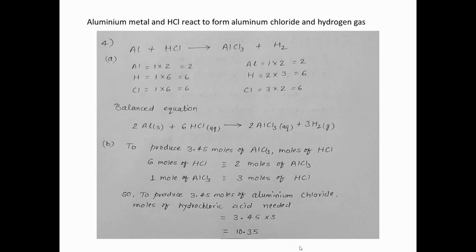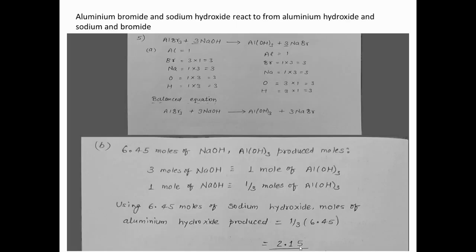Next, aluminum metal and hydrochloric acid react. They form aluminum chloride and hydrogen gas. First we balance the equation, and then using the balanced equation we calculate how many moles of HCl are required to produce 3.45 moles of aluminum chloride. We can calculate similarly, and for 1 mole of AlCl3, 3 moles of HCl are required. So for production of 3.45 moles of AlCl3, 3.45 times 3 moles of HCl are required.